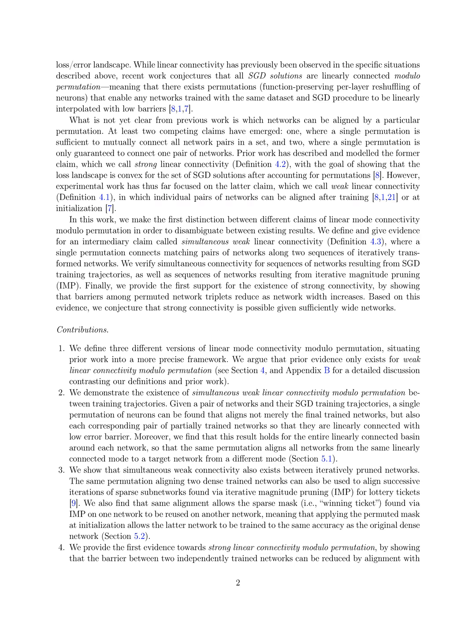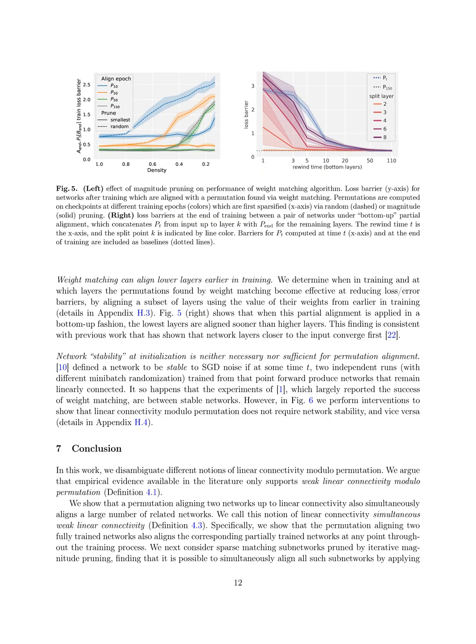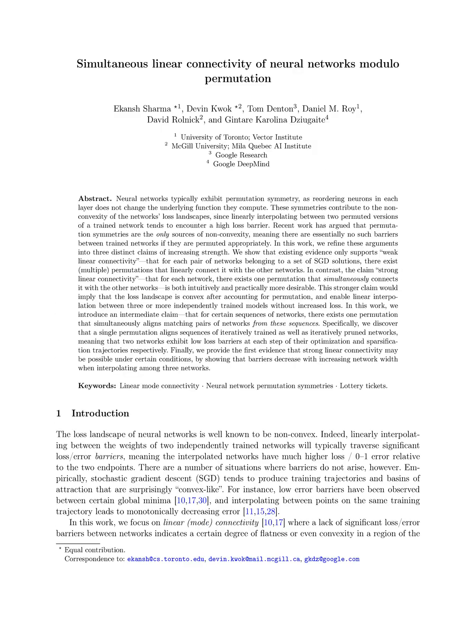The empirical findings regarding simultaneous weak linear connectivity modulo permutation presented in the paper demonstrate that sequences of networks obtained through independent SGD training runs are essentially linearly connected throughout training. By applying weight or activation matching after training, the error barrier between independent SGD iterates is significantly reduced at all times during training. This reduction in error barrier implies that the networks remain essentially linearly connected modulo permutation throughout the training process.